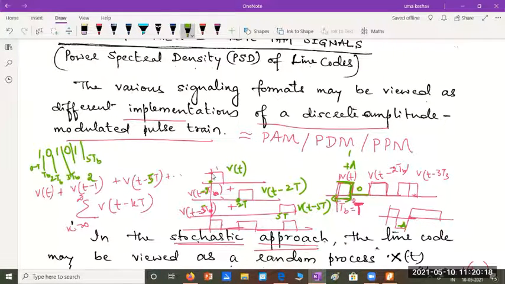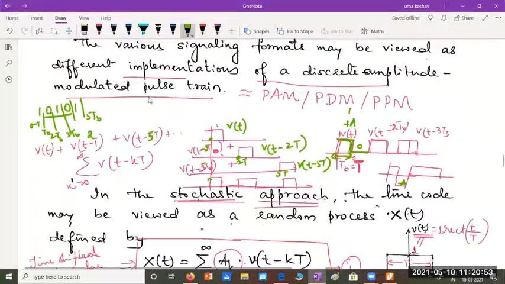I hope you are able to follow. If V of t is a simple rectangular pulse at 0, every time I shift it to different time values, I'll be getting pulses like this, and adding up all of those will result in any one particular binary data in the line code. Say the binary data was something like this. I'll have the pulses shifted like this, and I have added all those pulses. This will result in the given final binary data representation. So that is one basic thing.